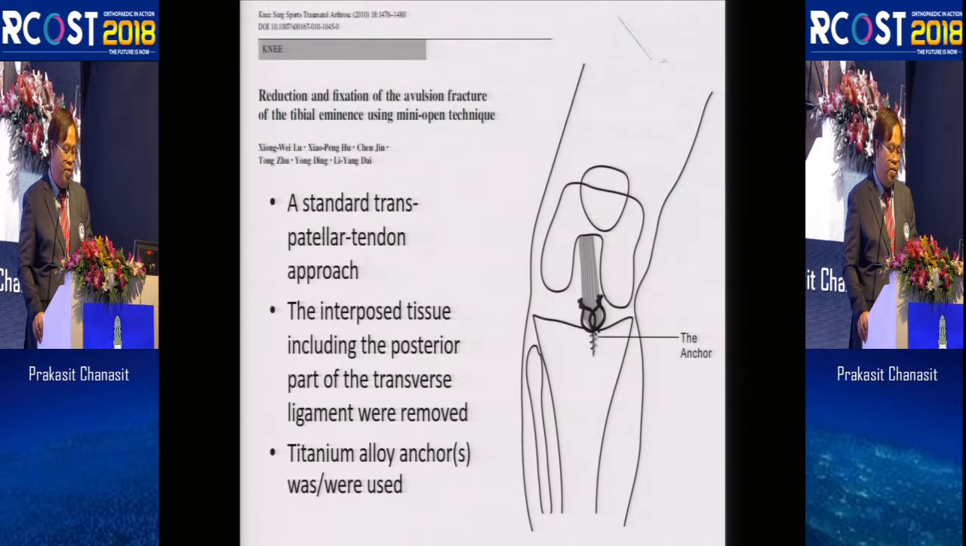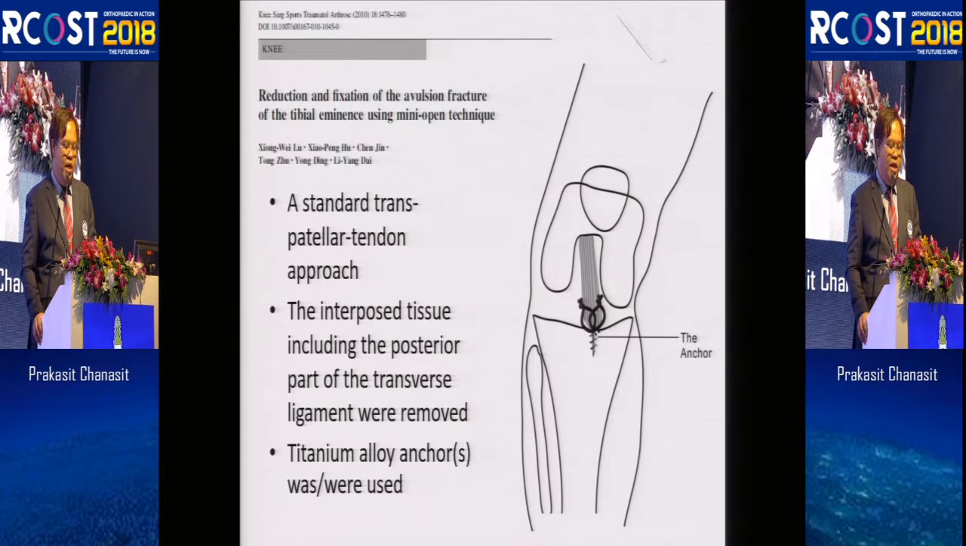This is a paper from KSSTA in 2006 in China. They used the standard transpatellar tendon approach, and that's going to be the open surgery. They used the suture anchor to fix the ACL fragment. It's an avulsion fragment, sorry.